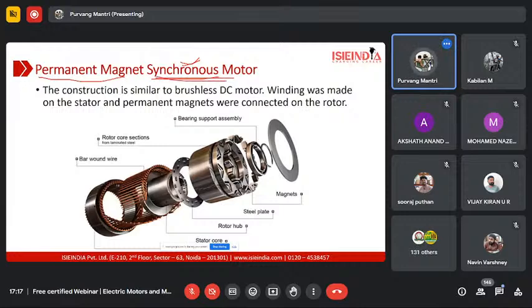Similar to a brushless DC motor, the magnets are mounted on the rotor while windings are provided on the stator. Now, as you can see over here, the rotor looks sort of complicated. There is a reason for this: the magnets are mounted at a certain angle, optimized so that the stator magnetic field can be concentrated in such a way that this motor can provide high torque. Secondly, it has higher efficiency.